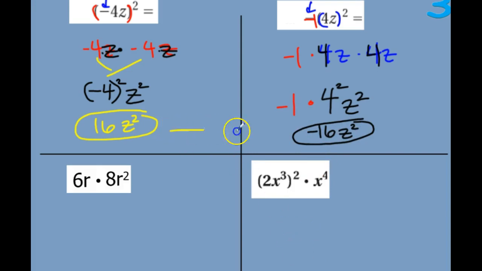So the only difference between these two problems is that the negative was on the inside, so our answer is positive, because a negative times a negative makes a positive. And here it was on the outside, so it's just telling us whatever you get, your answer's got to be negative.